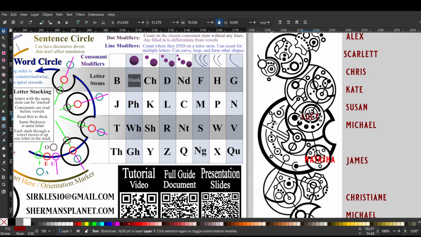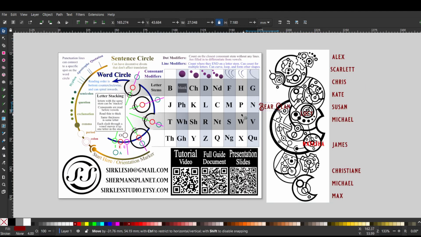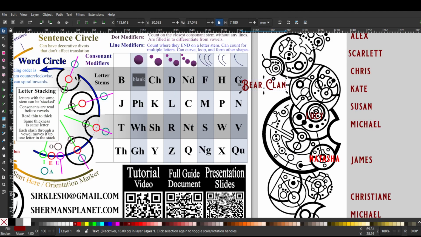So this is a word that's been broken up and done in kind of a different style than the rest because I wanted it to feel a bit more like a title of the piece, which is Bear Clan. And we have a deep divot with no modifiers, that would be a B. Then we have the E right in the middle of it. BE. Then we have an A outside our word circle. And then we have a shallow divot with 3 dots, making it an R. So that would be bear.